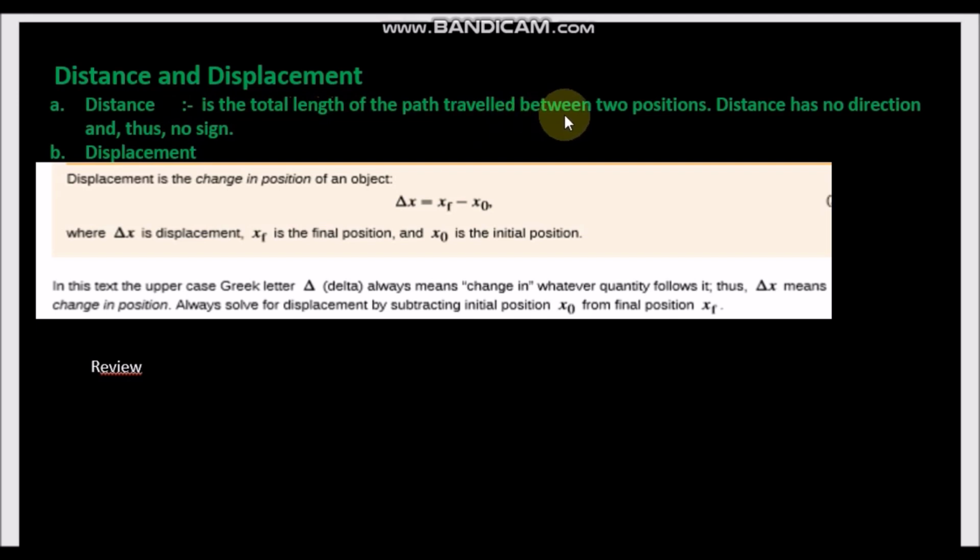Distance has no direction, thus no sign. That means it's a scalar physical quantity. On the other hand, displacement is the change in position of an object. For example, let's say one object starts from this point and moves to this point, and let's say this is the object, or moves towards this position.